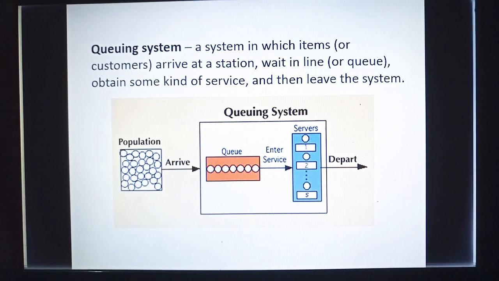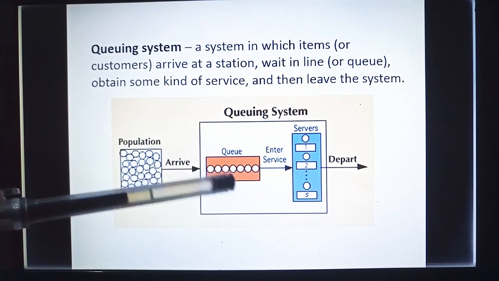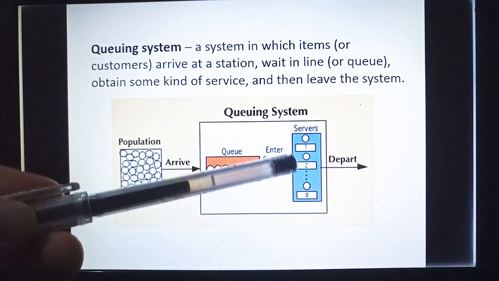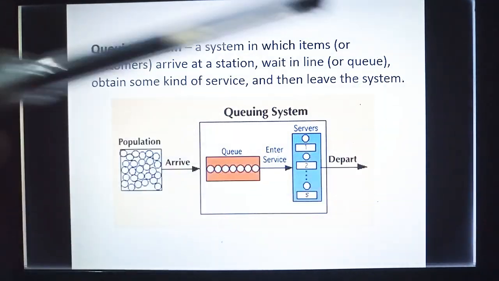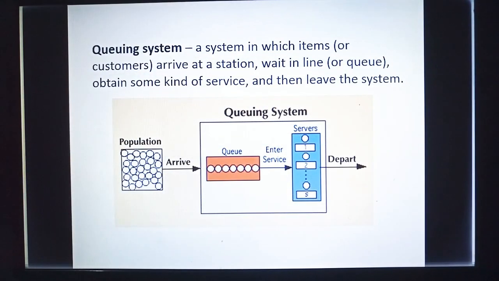One of the basic examples of a queuing system is McDonald's, wherein when a person arrives, they will form a line and make their orders to the server, and then leave after they receive their order. So we have here a population. This includes individuals, and when they arrive, they form a line and make their orders, and after they receive their orders, they depart. That is an example of a queuing system.